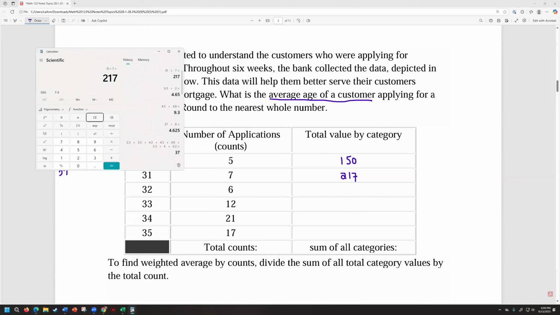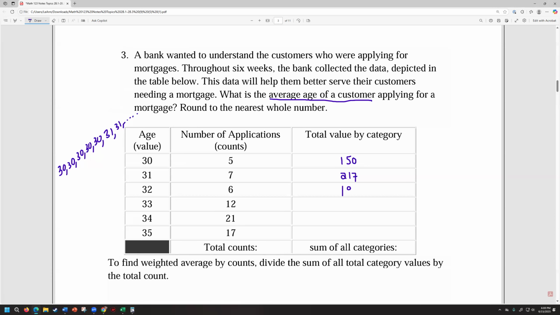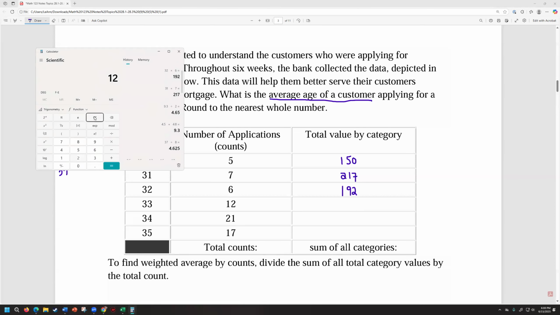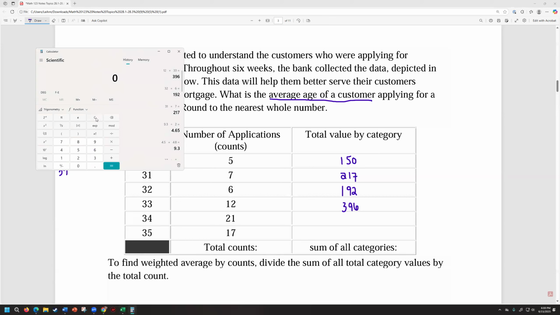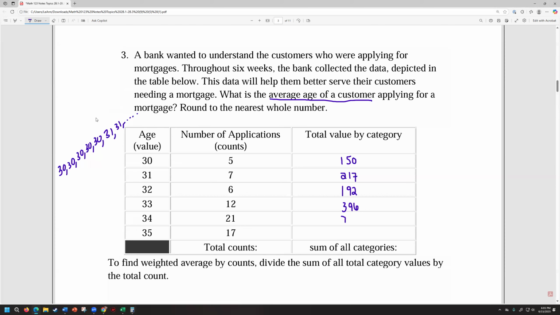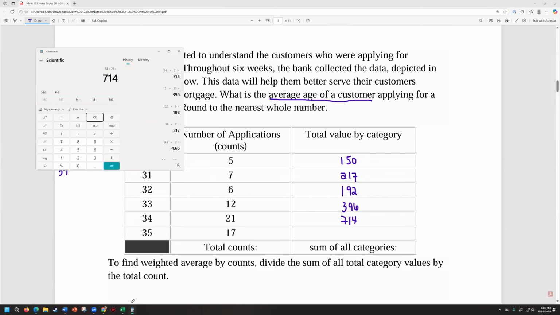Then we have our 32-year-olds. We had 6 of them. So that'd be 192. We had 12 33-year-olds. So that's 396. For our 34-year-olds, we had 21 of them. So that was a big group. So that's 714, which makes more sense. You know, as people get older, they might be more financially stable and ready to apply for a mortgage.